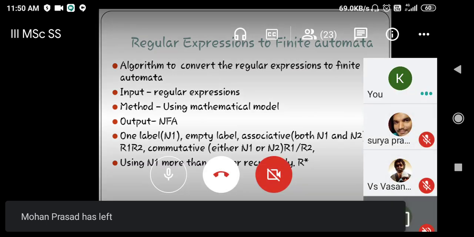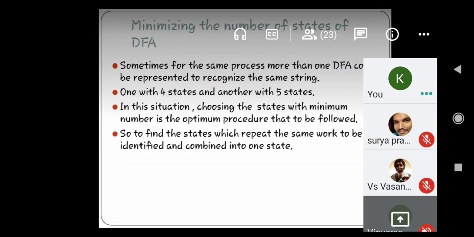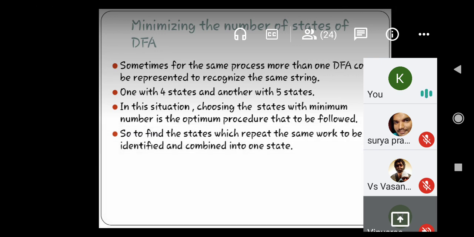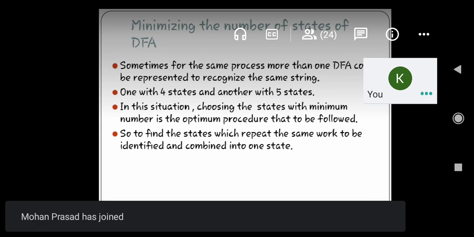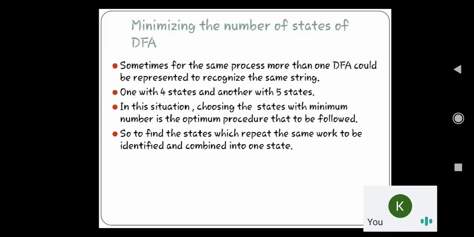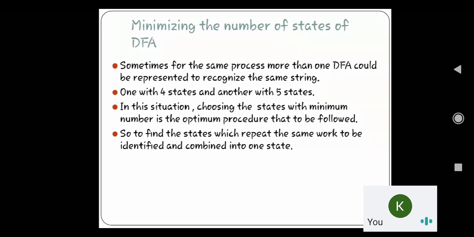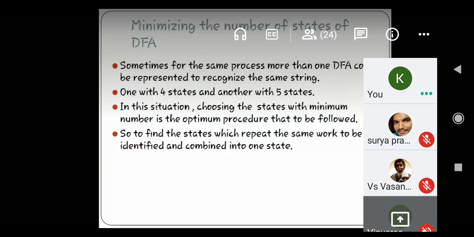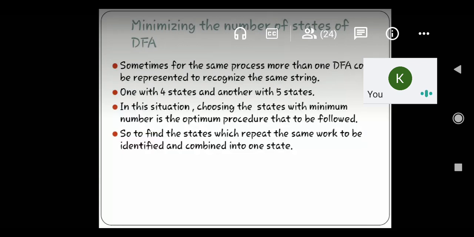Okay, the next topic is minimizing the number of states of DFA. So this is going to be one of the important topics, and for this too we have some diagrammatic representation. In the next class I will explain this particular topic with some diagrammatic representation. Now we have some 10 more minutes. Within these 10 minutes I would like to give some basic introduction to minimizing the number of states of DFA.